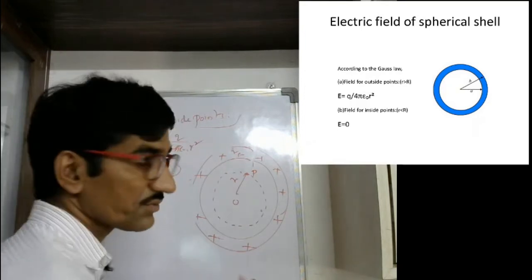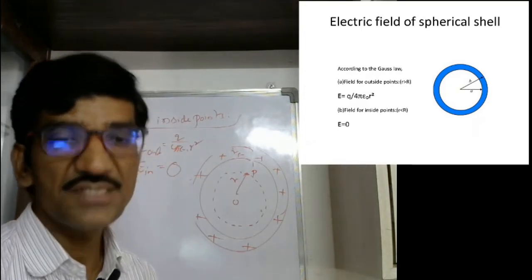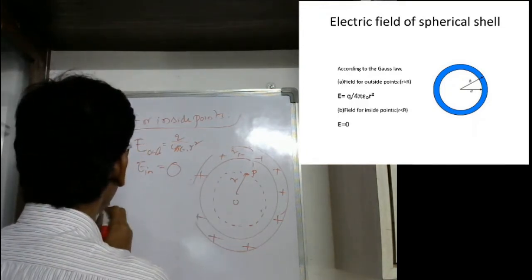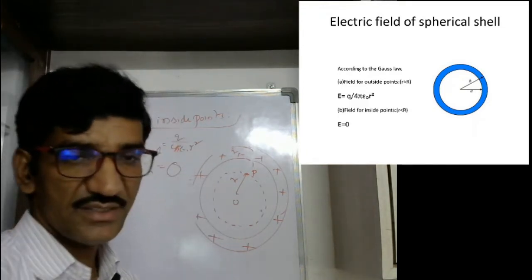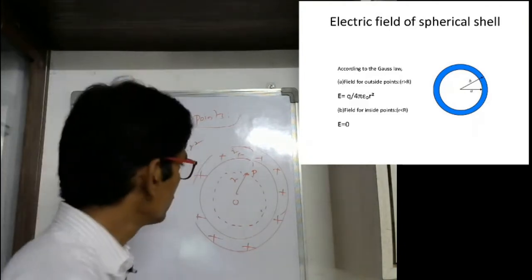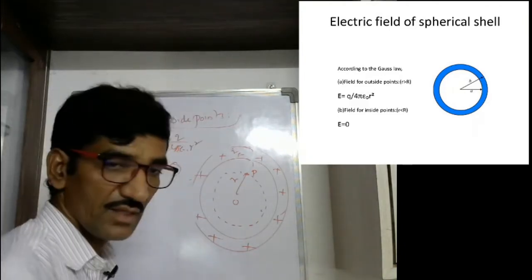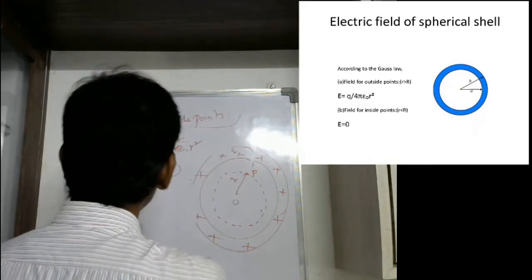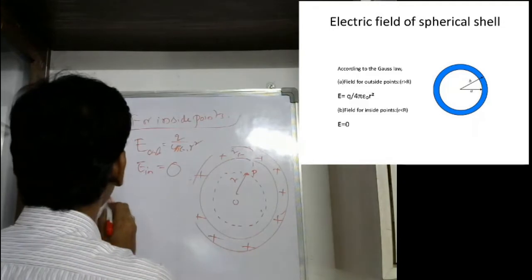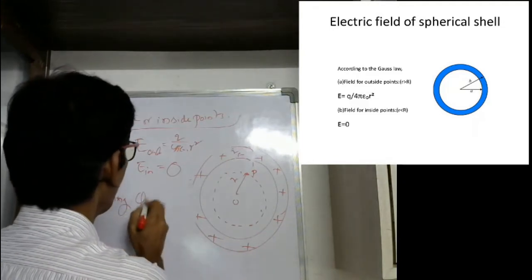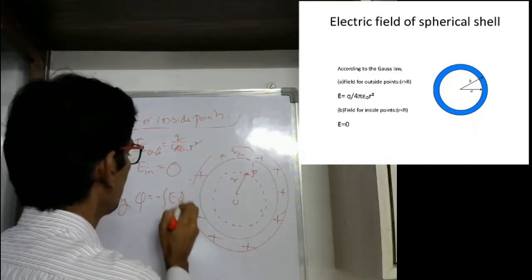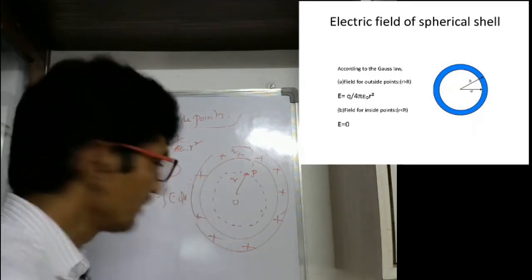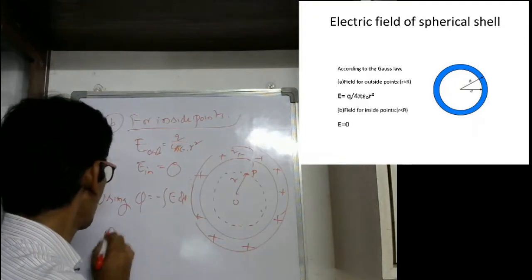Now we want to find the potential at the inside points. Phi inside, a point located at the distance r from the center. Now, which relation do you have to use here? Using the same relation, phi is equal to minus integral E dr. So now, let us apply this formula here.